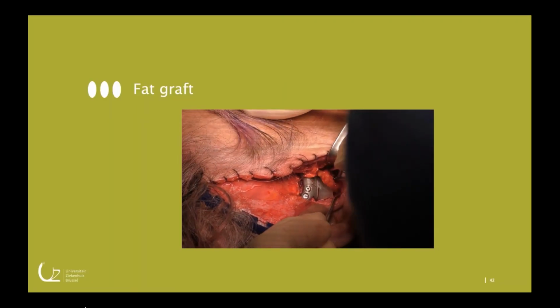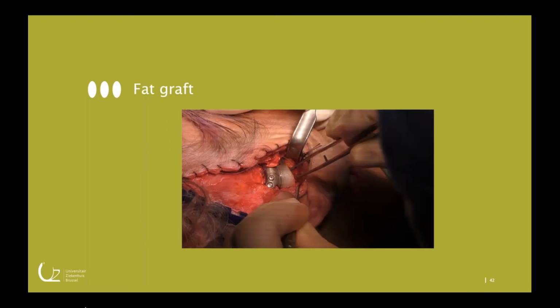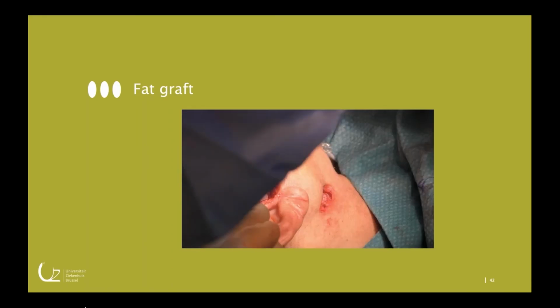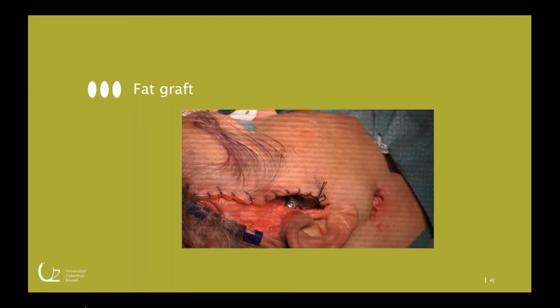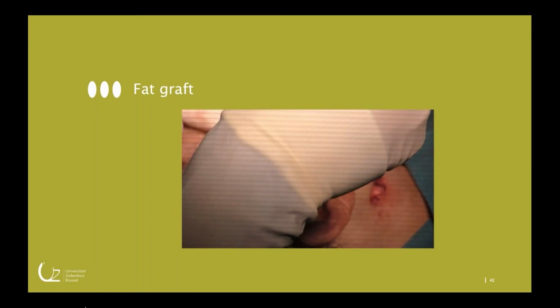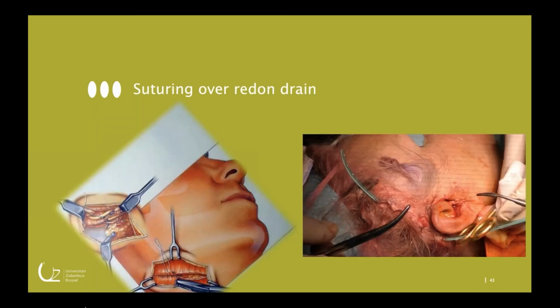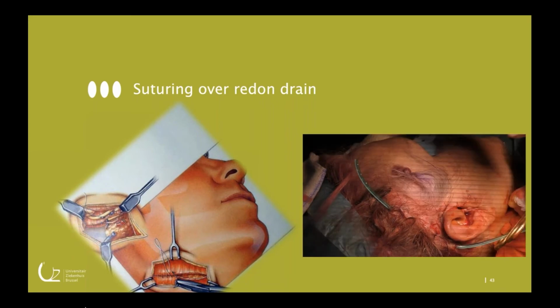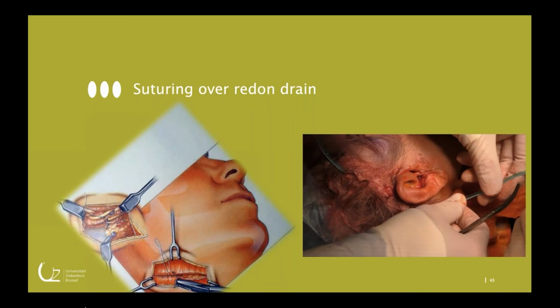Yes, I do pack autologous fat around the joint to prevent heterotopic ossification, although its efficacy is not scientifically proven. Don't forget, in the end, to reconstruct the pterygomasseteric sling and the platysma muscle. Suturing is over a radon drain without suction.